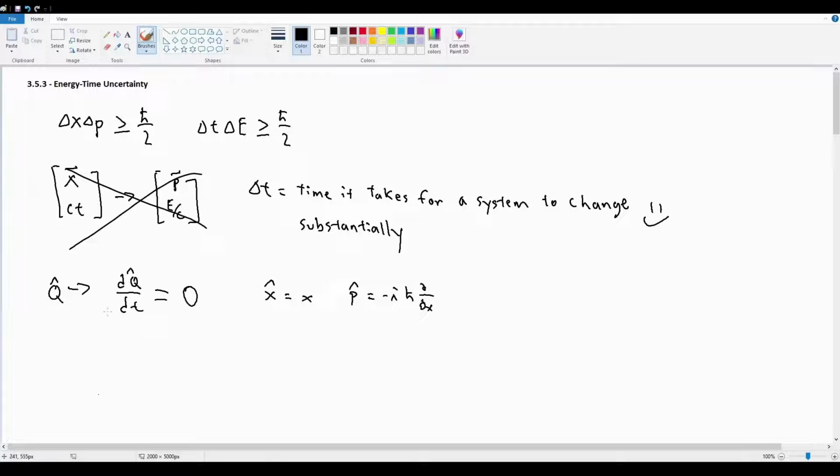The next logical leap is, okay, what if instead of taking a time derivative of Q, let's take a time derivative of the expectation value of Q instead.